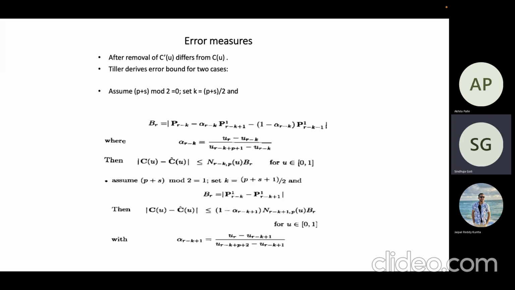And we'll get B_r equal to P_r minus k minus a_r minus k into P^1_r minus k plus 1 minus (1 minus a_r minus k) into P^1_r minus k minus 1, where a_r minus k is equal to (u_r minus u_r minus k) by (u_r minus k plus p plus 1 minus u_r minus k). And then we'll get the following equations.